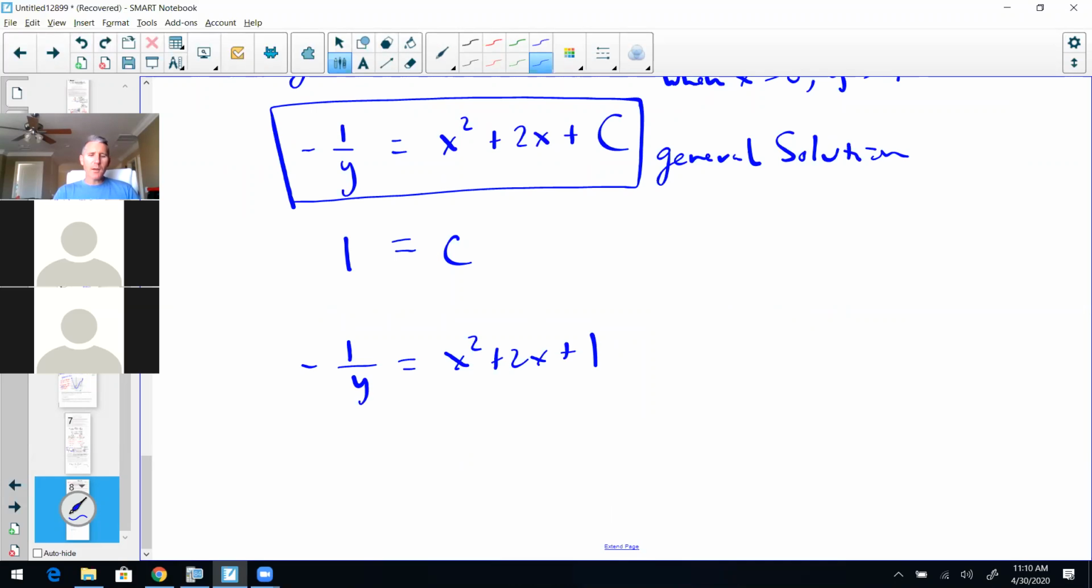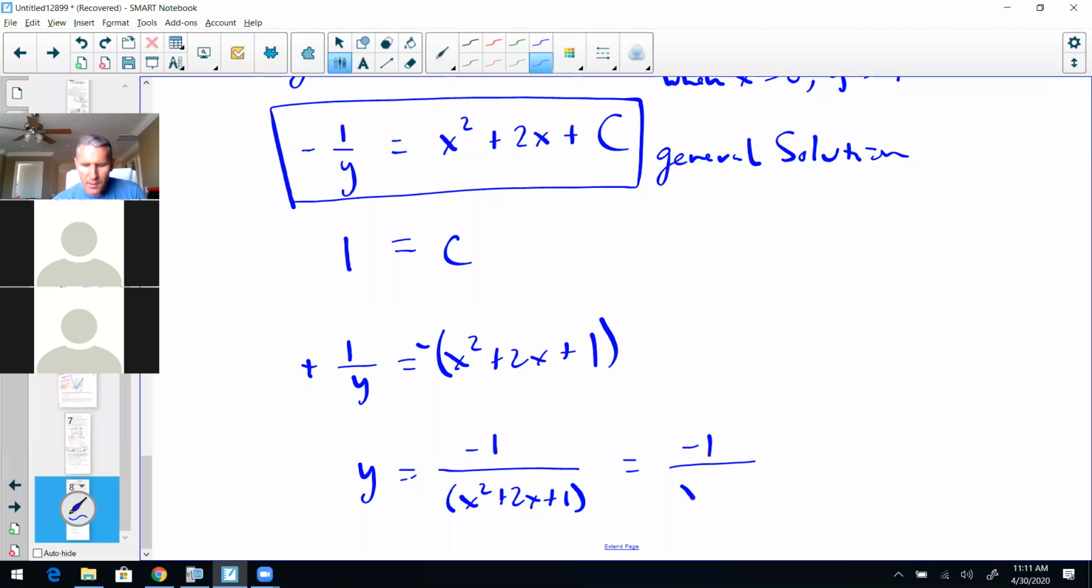Okay, cool. So now what I would do is multiply both sides by -1, and I would find the reciprocal of each. So I would have y equals -1 over x squared plus 2x plus 1. Okay, something like that. You might want to say equals -1 over x plus 1 quantity squared.